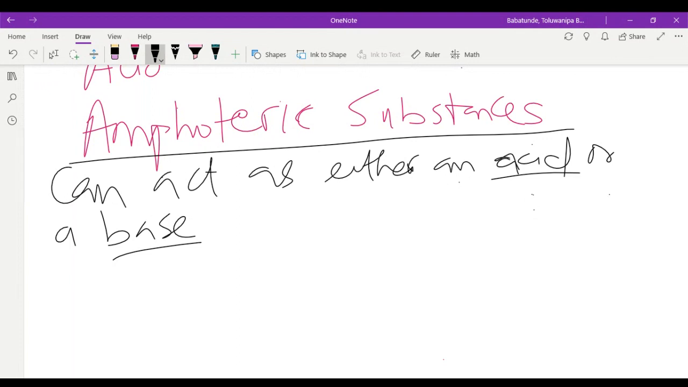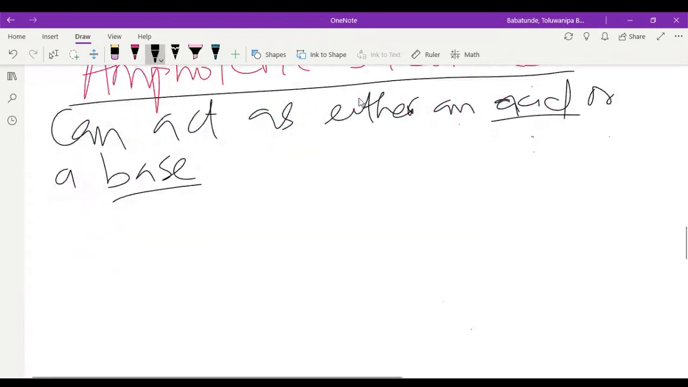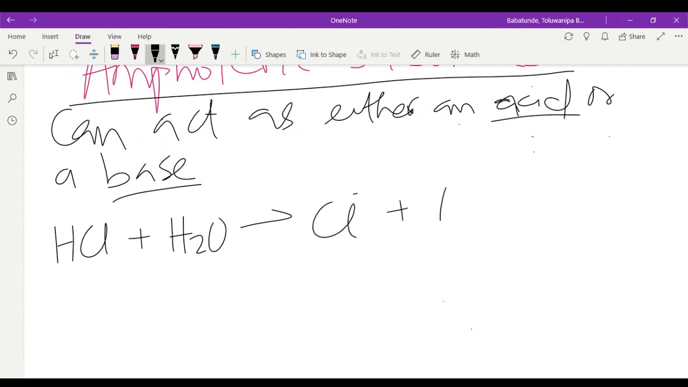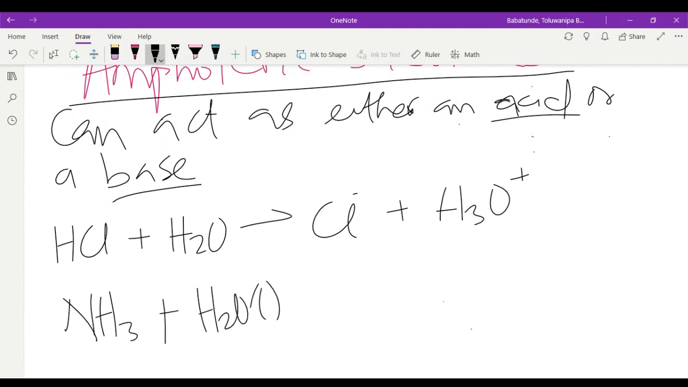Let's take a look at an example we have done before. We have HCl plus H2O to give hydronium ion and Cl-. And we also have ammonia plus H2O liquid. And we have ammonium ion being formed, and we have OH- aqueous.